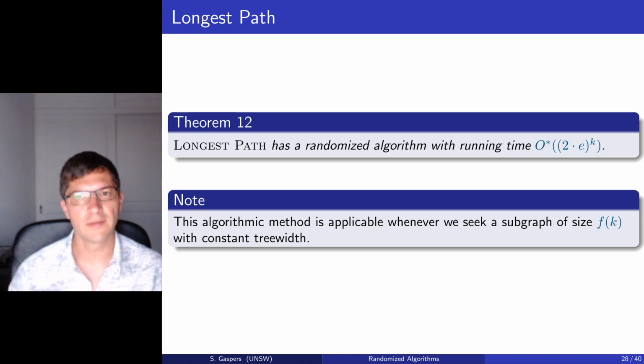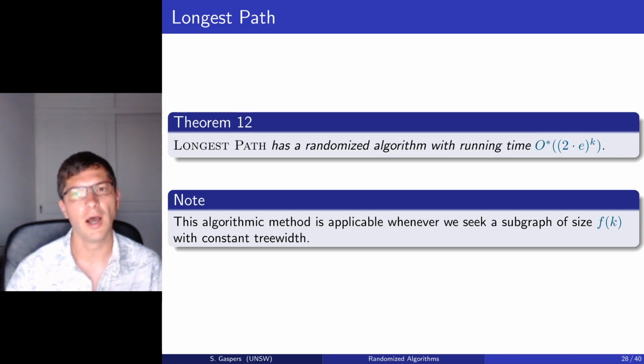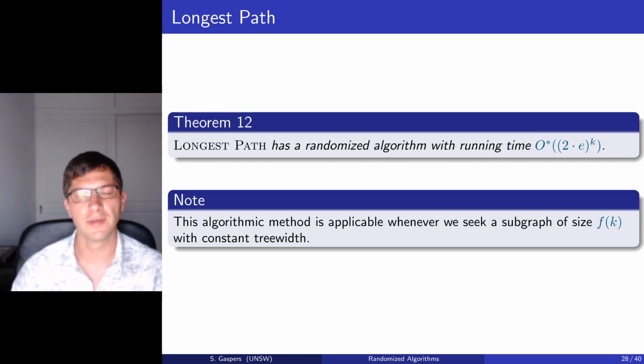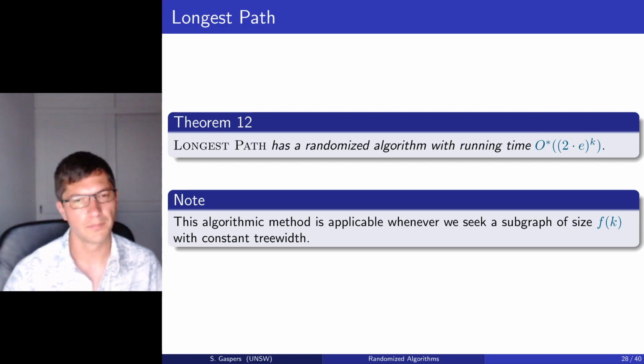So we are going to run this algorithm the inverse of the success probability many times in order to get constant success probability. And to get a randomized algorithm with constant success probability, the running time is O star of 2 times e to the power k. And so notice that the color coding technique can be applied whenever we are looking for a subgraph of size f of k with constant tree width.